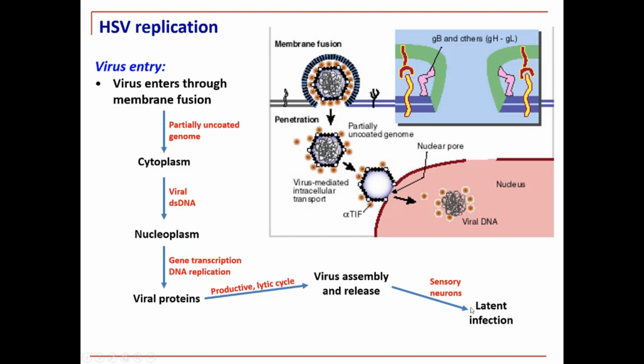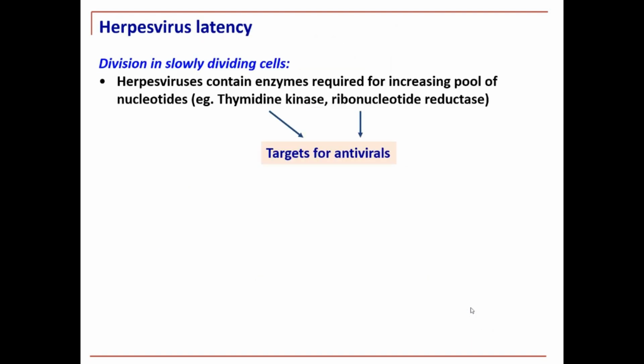The virus divides very slowly. Division does occur in these cells, but it occurs very, very slowly, and it's stimulated by the presence of a variety of enzymes that increase the nucleotide pool. So that's your A, G, T, and C, obviously. In these slowly dividing cells, the herpes virus itself contains the enzymes required for increasing that pool of nucleotides. Some of these enzymes are things like thymidine kinase and ribonucleotide reductase. It doesn't matter what these do; just be aware that it has enzymes for increasing the pool of nucleotides. Of course, these are targets for antivirals, because if you can target these enzymes, there are fewer nucleotides, so the virus can't replicate as easily.